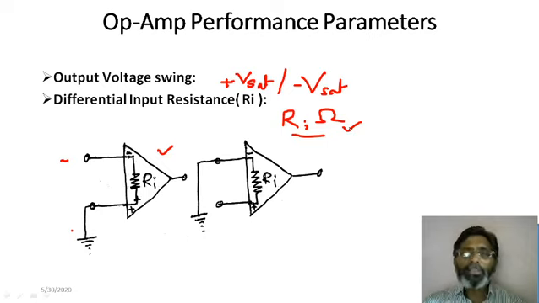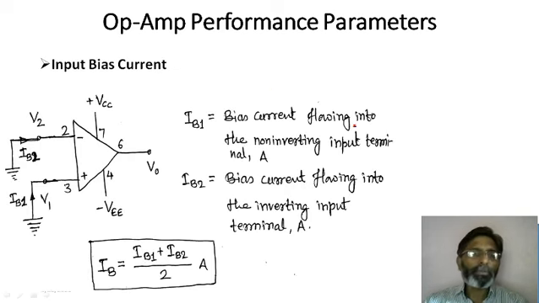But if your Ri is low, then you will not get 10 volt, it will be less than that, and this is known as loading effect. So to avoid that, your Ri should be as high as possible.